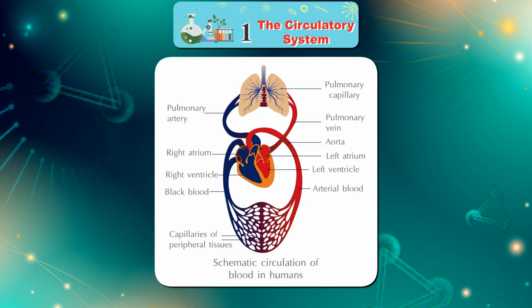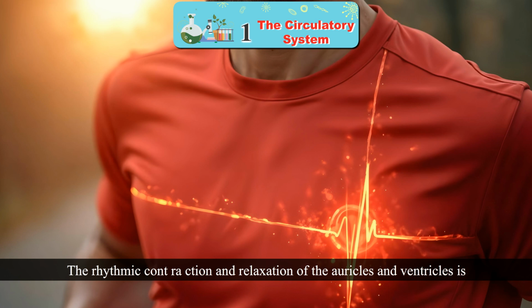Schematic circulation of blood in humans: pulmonary artery, right atrium, right ventricle, black blood, capillaries of peripheral tissues, pulmonary capillary, pulmonary vein, aorta, left atrium, left ventricle, arterial blood.